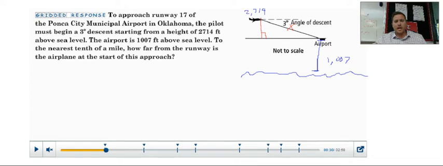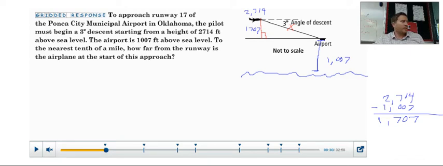So if this is that distance, and this is how far it is above, all I'm going to do is take this 2,714 and subtract it from how far that airport is above sea level. So I take those 2,014. When I subtract these two, I'm going to get 1,707. So that is this distance right here. That is this red line right there. Perfect.